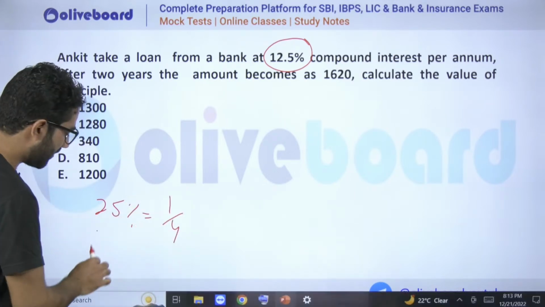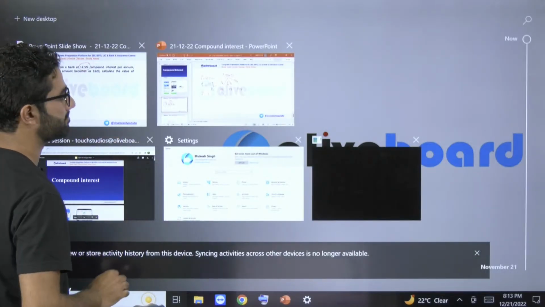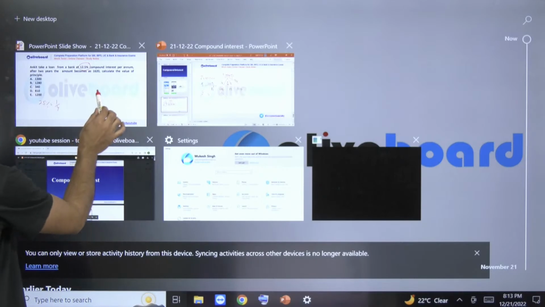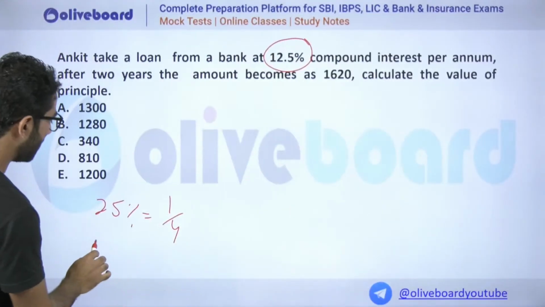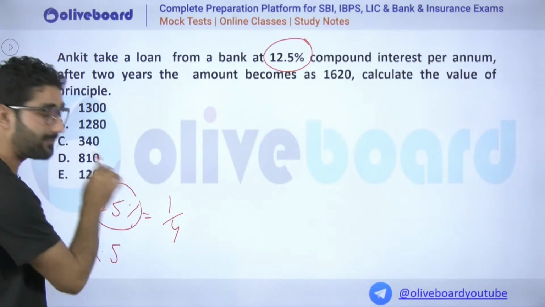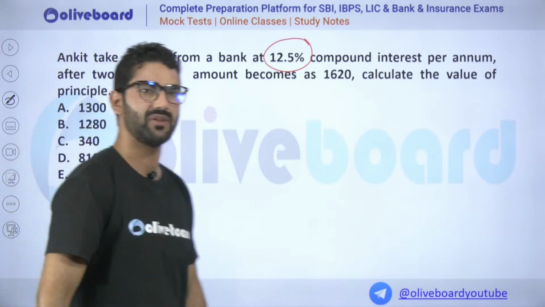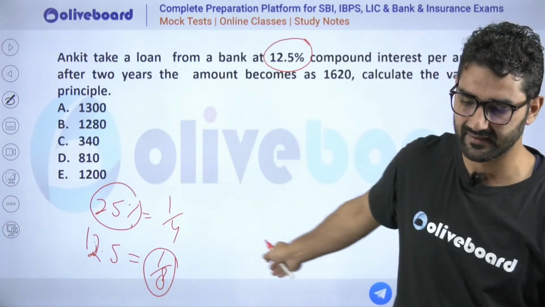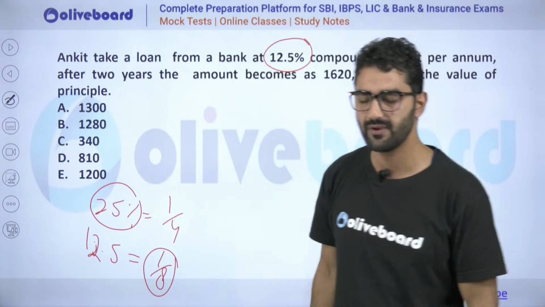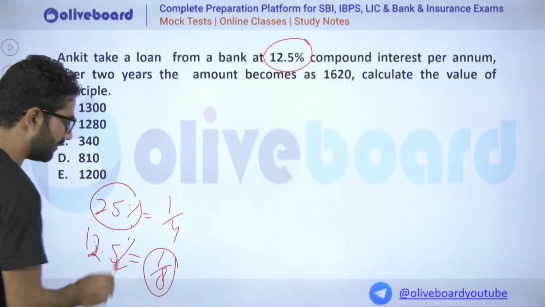It is 1 upon 4, but you know that 12.5 is half of this. That is 1 upon 8. Simply we know, I mean, you know how to compare. Yes, my dear, very good. So, you know that 12.5% will be 1 upon 8.